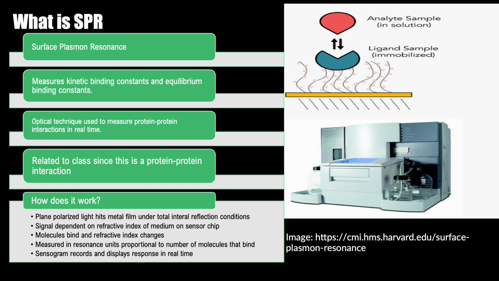How does it actually work though? It works by using plane polarized light that hits a metal film under total internal reflection conditions. The signal is dependent on the refractive index of the medium on the sensor chip. When molecules bind, the refractive index changes on the sensor surface. One protein is immobile on the chip, and the other protein is measured under flow. The response is then measured in resonance units and is proportional to the mass or the number of molecules bound on the surface. The response is then recorded and displayed as a sensorgram in real time.